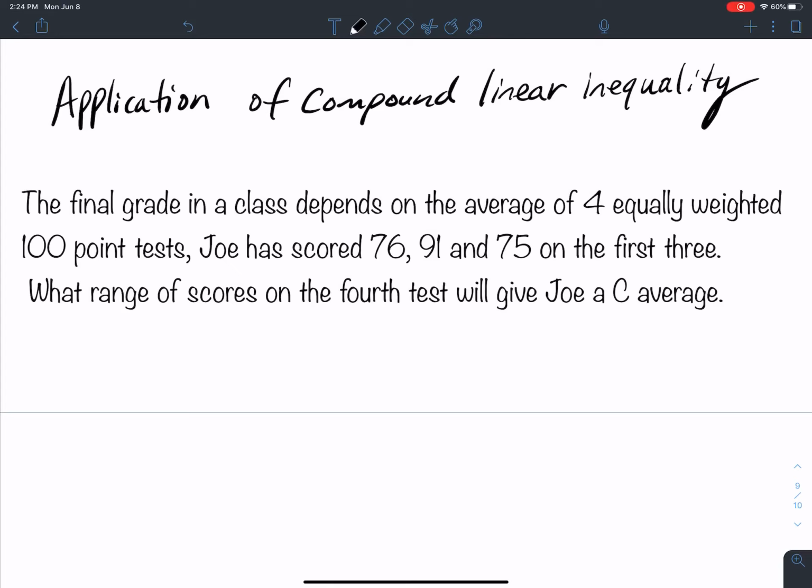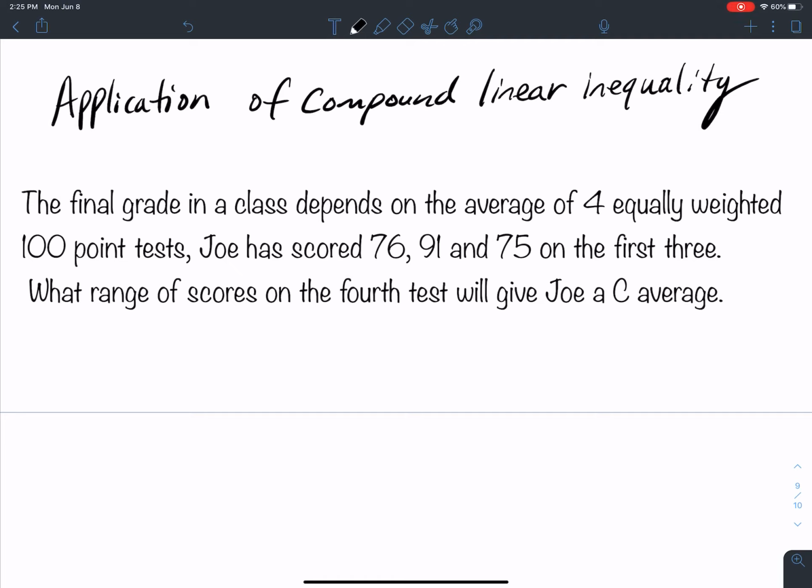All right, so here we've got an application. This is probably one of the most valuable applications for students because your question is always, well, what do I got to do to make a B in the class? What do I got to do to make an A in the class? Whatever, right? Well, I just want to pass. Give me a C, right?